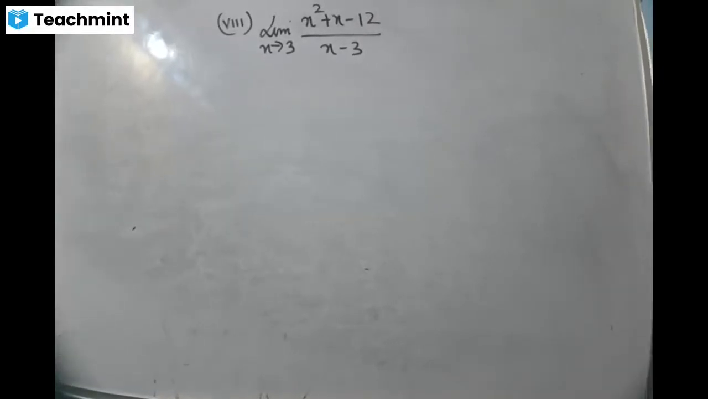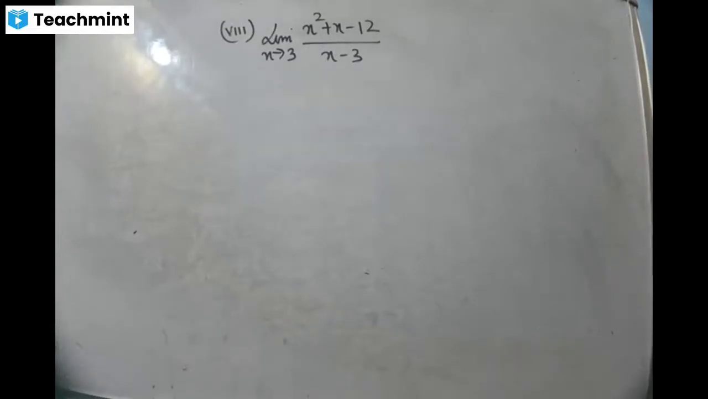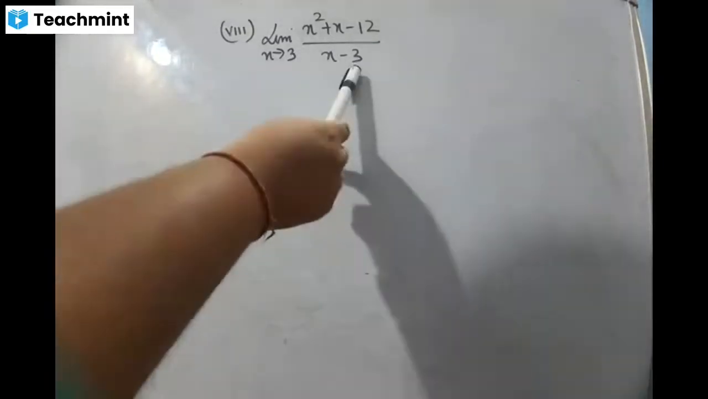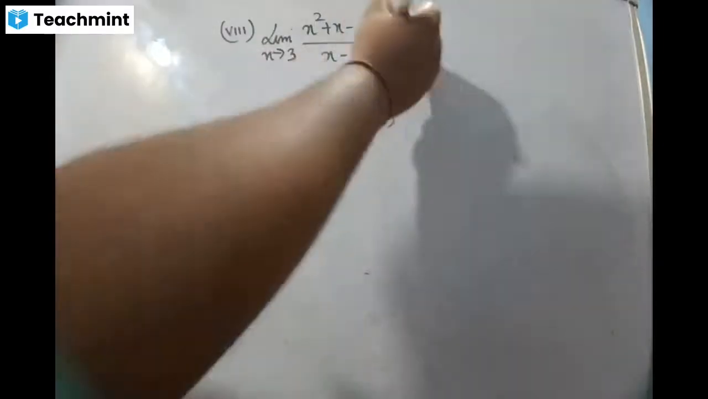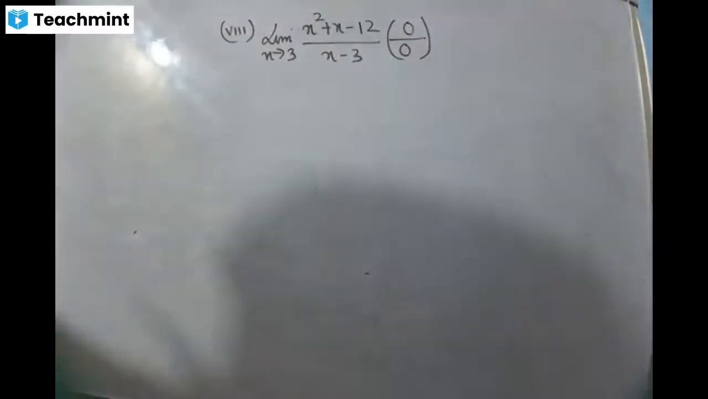You are not going to put the value of x in the numerator. Don't waste your time. Put the value of x in the denominator. So what do I get? 3 minus 3 is 0. So I told you, if the denominator is 0, numerator will be 0. So this is an indeterminate form.